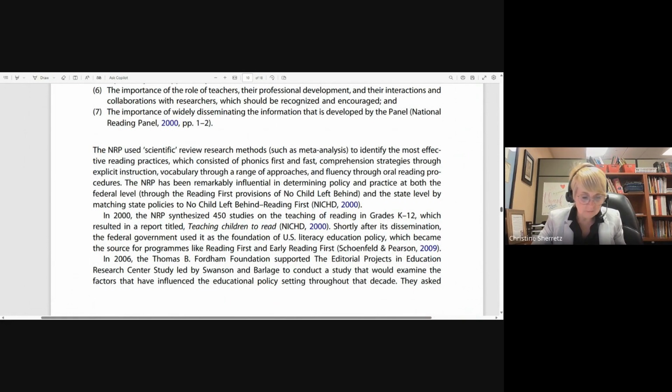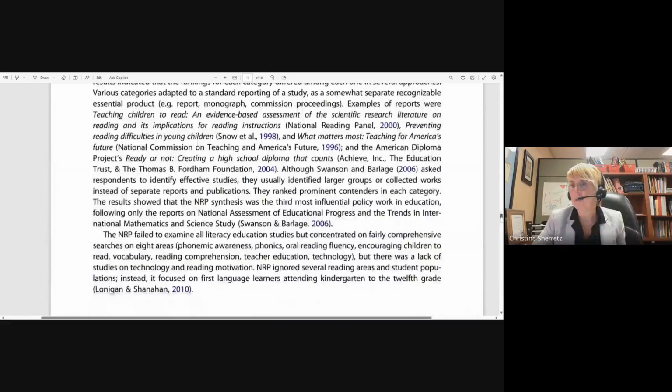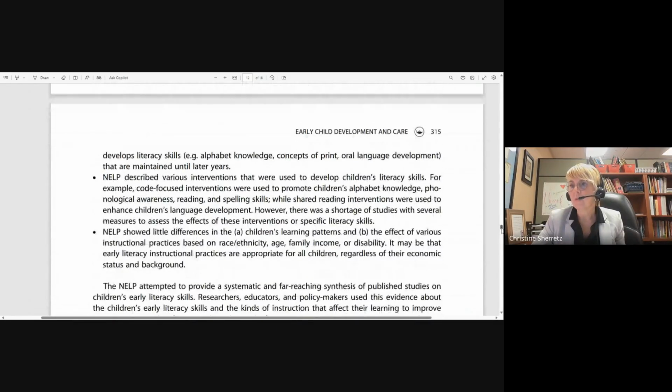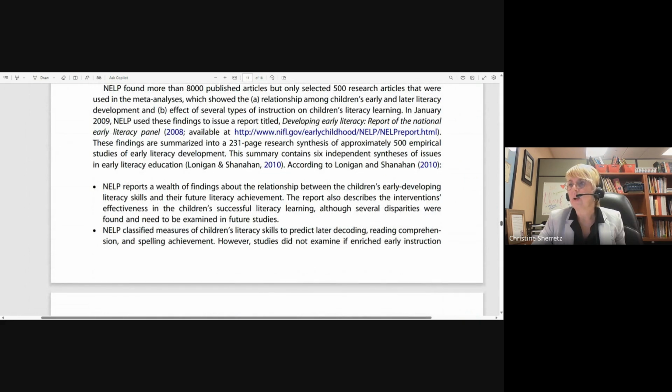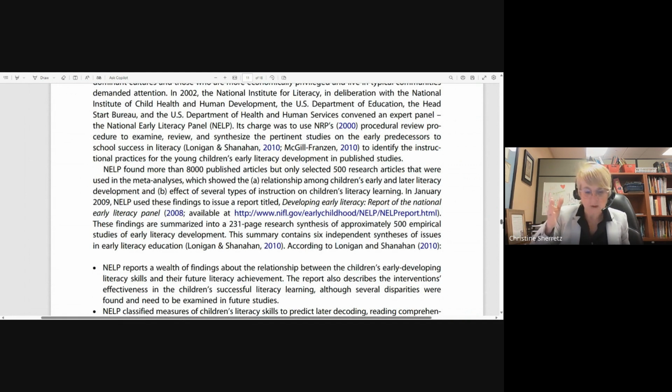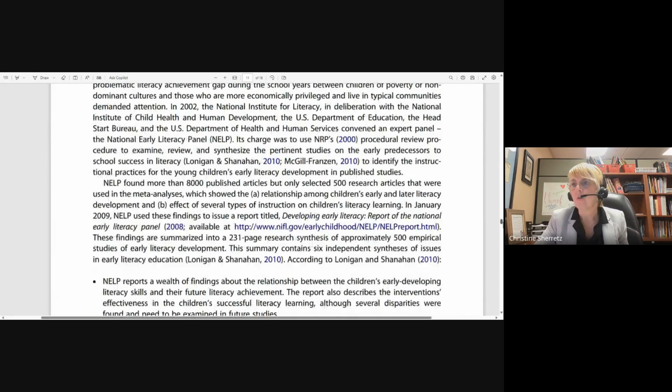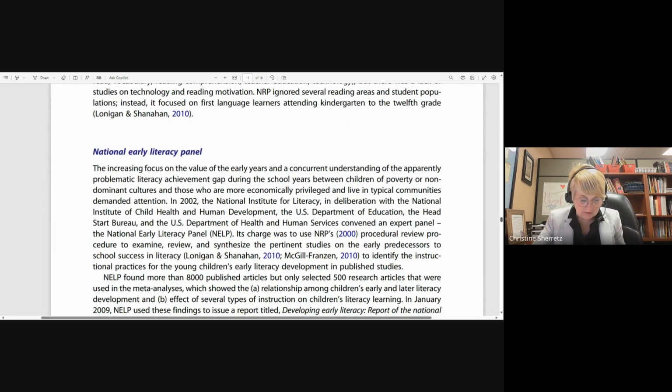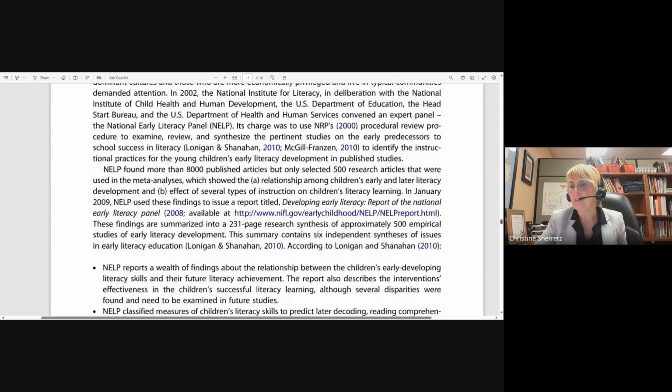Then years later, I'm going to go to page 315 here, we had another panel, the National Early Literacy Panel. Now this panel said, we're just going to focus on early childhood literacy. And that was in 2002. This panel was charged with a procedural review to synthesize pertinent studies related to early literacy. And that's when they did a meta-analysis, and you could actually download that.